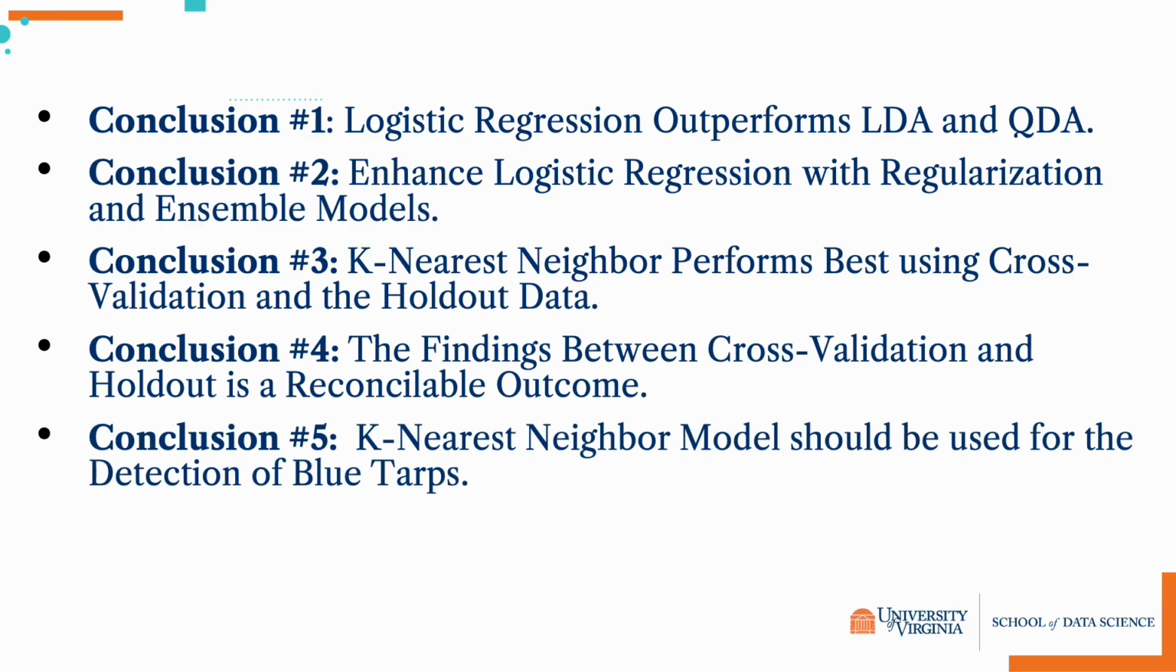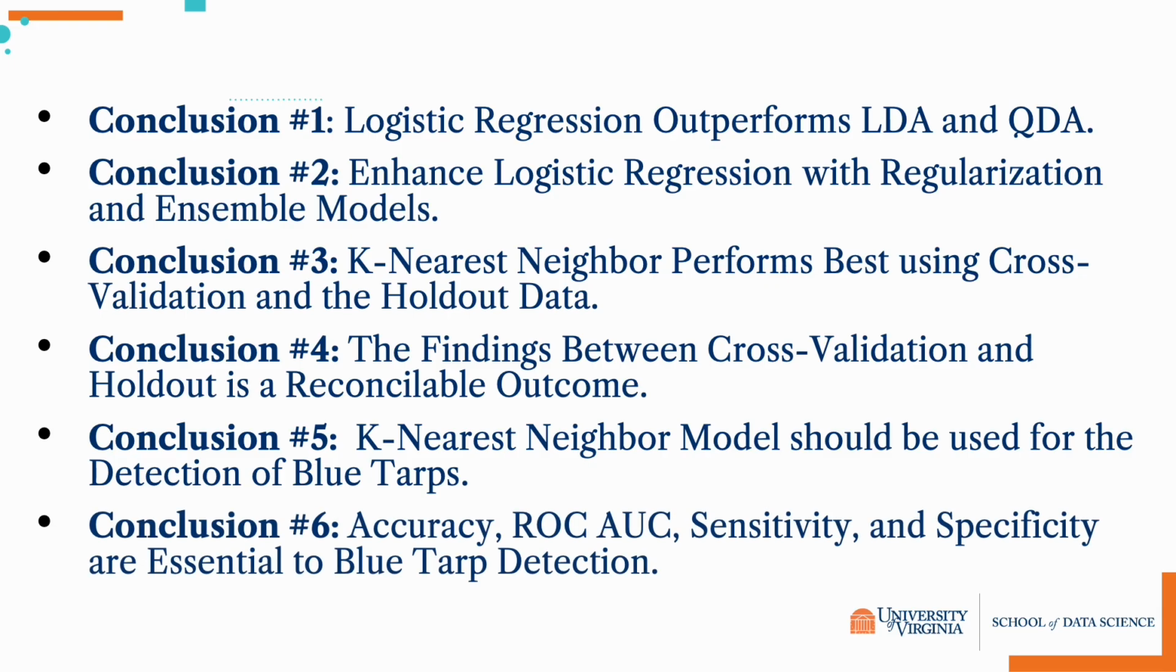Conclusion 5. K-nearest neighbor model should be used for the detection of blue tarps. Now let's talk more about which model we'd actually recommend for blue tarp detection. In this scenario, we care most about sensitivity, catching every possible instance of blue tarp. Missing one could mean overlooking a location that needs emergency aid or disaster response. Given that, the K-nearest neighbor model with K set to 16 is our top pick. It may not be the most balanced model overall, but it is the best at what matters here: not missing a positive case. In this context, a few false alarms are okay, missing an actual tarp is not.